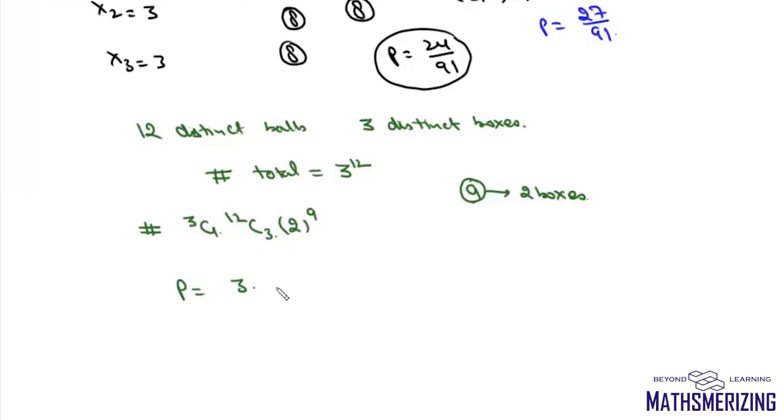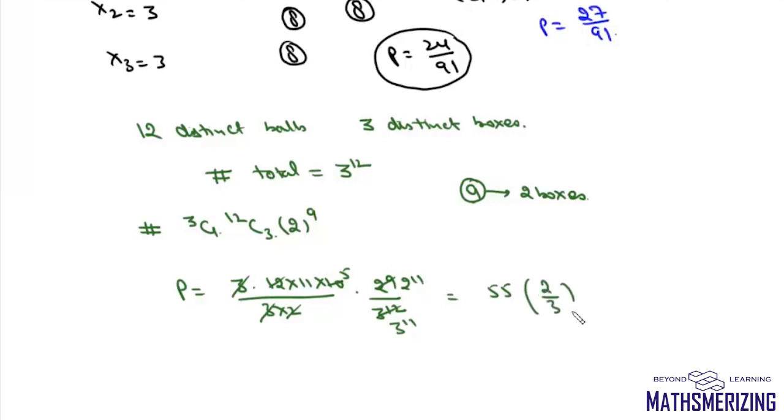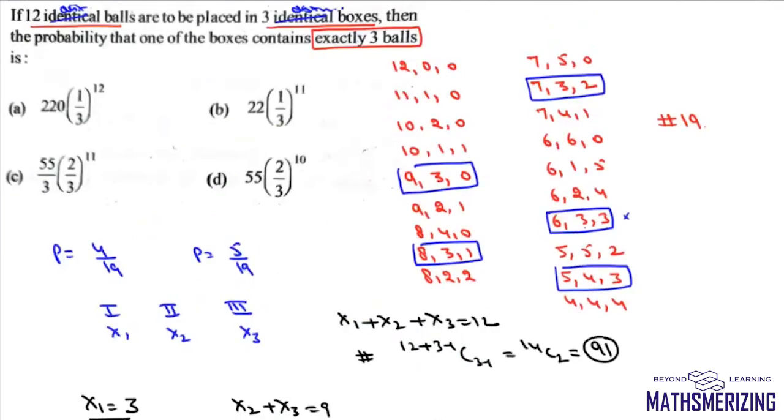So it can be distributed in the remaining 2 boxes in 2 to the power 9 ways. So in this case, the required probability will be 3 into 12 into 11 into 10 by 3, into 2 to the power 9, upon 3 to the power 12. Now this 3 will cancel. This is 5. Now this is 3 to the power 11 and this is 2 to the power 11. So we'll write this as 55 into 2 by 3 to the power 11, which again doesn't match with any option.